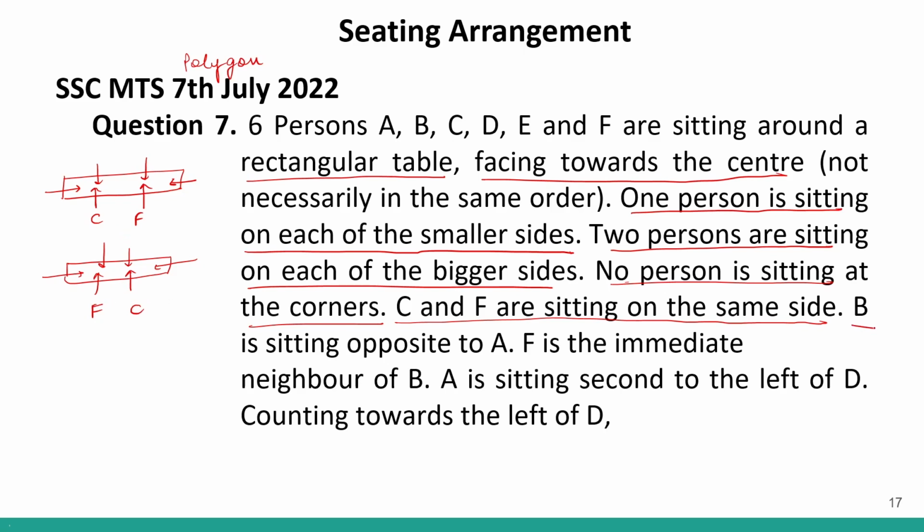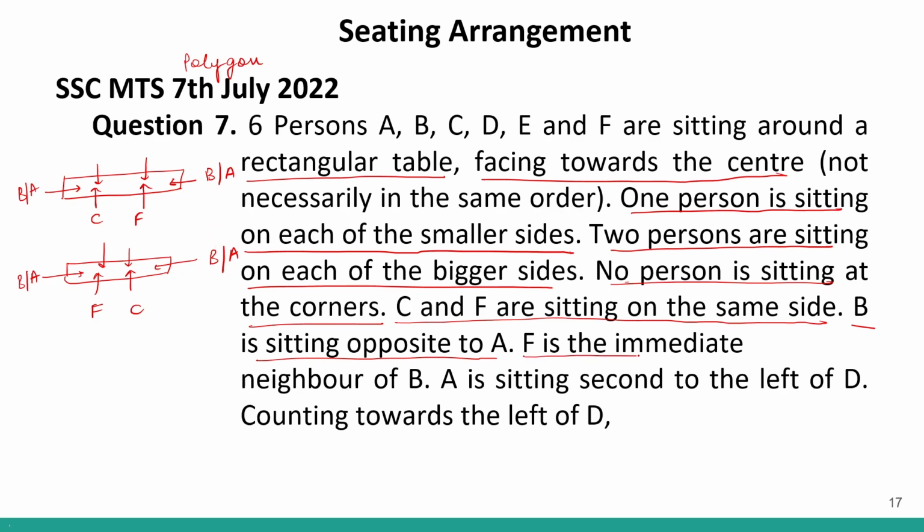Now, B is sitting opposite to A. So if B and A are sitting opposite, that means B and A can come at these positions, because they are sitting opposite. But who will come where, that is still unknown. Okay? We will move forward to the next detail.